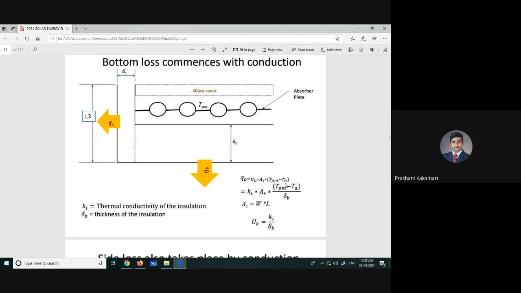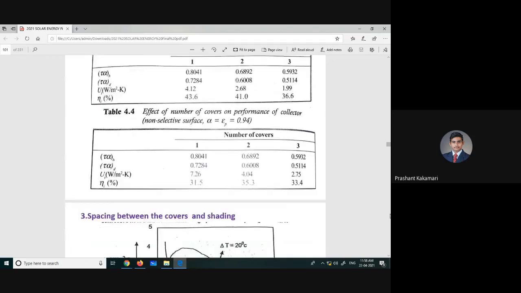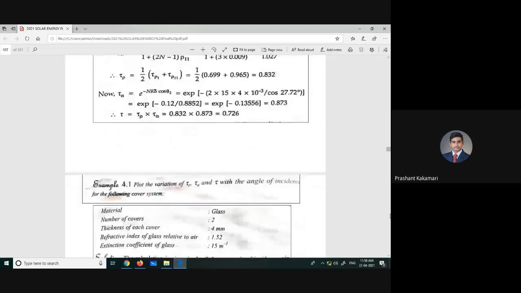Okay, so in place of that overall loss coefficient, we can write it as the thermal conductivity of the insulation, which is given in the problem, Ki, divided by delta B. So this we can also consider as an overall loss coefficient at the bottom. So UB can be written as Ki by delta B. So delta B is what? Thickness of the insulation. So both values are given in the problem. I can directly substitute and get the result if they are both in the proper units.